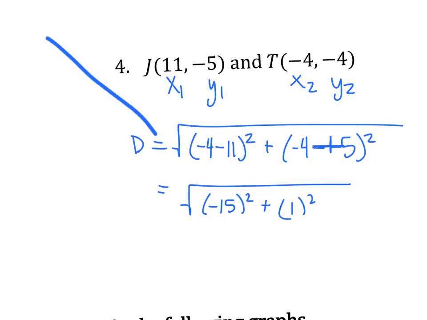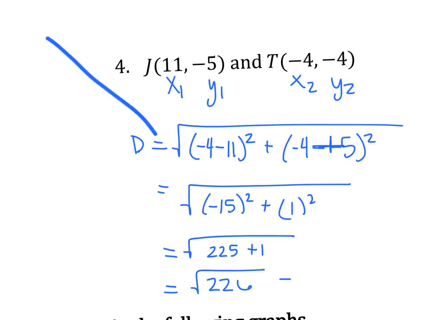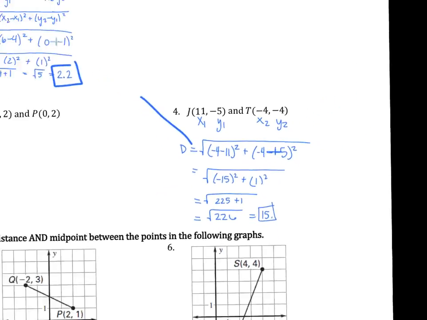The negative 15 squared is 225, and 1 squared is 1. So we're looking at the square root of 226, which is 15.03, so I'm just going to round it to 15. And we don't really even need to put that 0.0 on there. So this would be my distance then. It would be 15 units away from each other.